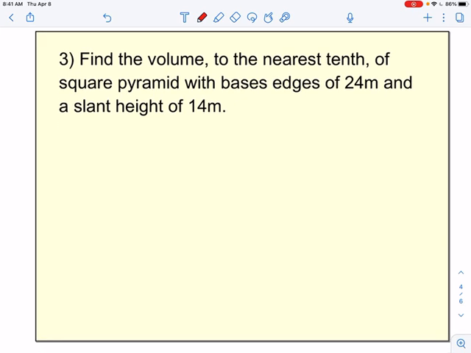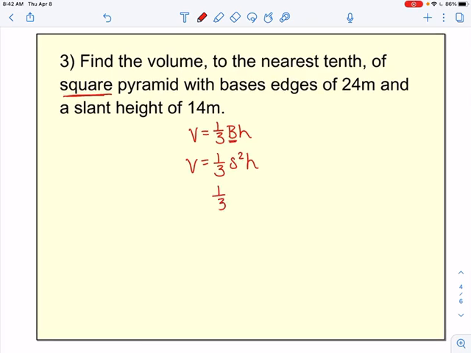For number 3, we want to find the volume to the nearest tenth of a square pyramid with base edges of 24 and a slant height of 14. So again, the volume of a pyramid is 1/3 the area of the base times the height. Its base is a square. So let's take out B and put in the area of a square. Again, we just did that in the last problem. It's side squared. Okay, so we're looking for the volume, so we want to solve for V here. And again, I'm going to have the 1/3 base edges. That's going to be the sides of your square, so they're going to be 24. So we'll have 1/3 24 squared.